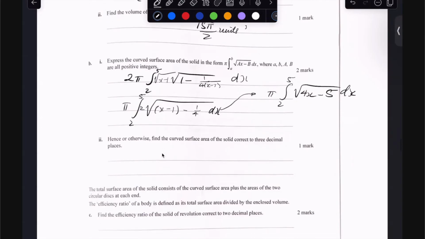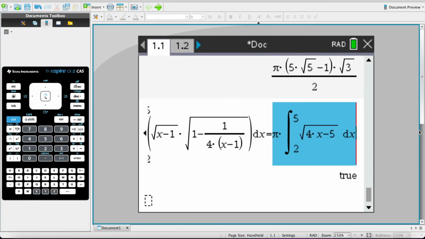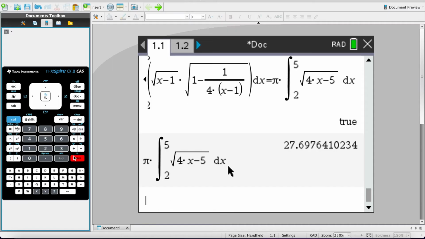Hence, otherwise find the curved surface area of the solid correct to 3 decimal places. So we just need to do this, and that's 27.698 units squared.